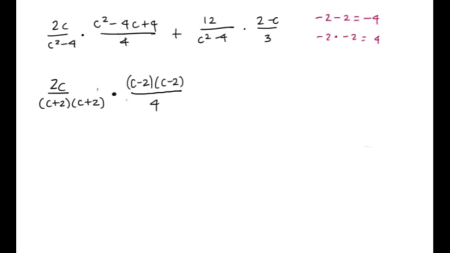Now let's do the other half. This big fat plus means that we can't bypass that. So what can we do here? 12 over what? Well, c plus 2, c minus 2, times 2 minus c over 3.